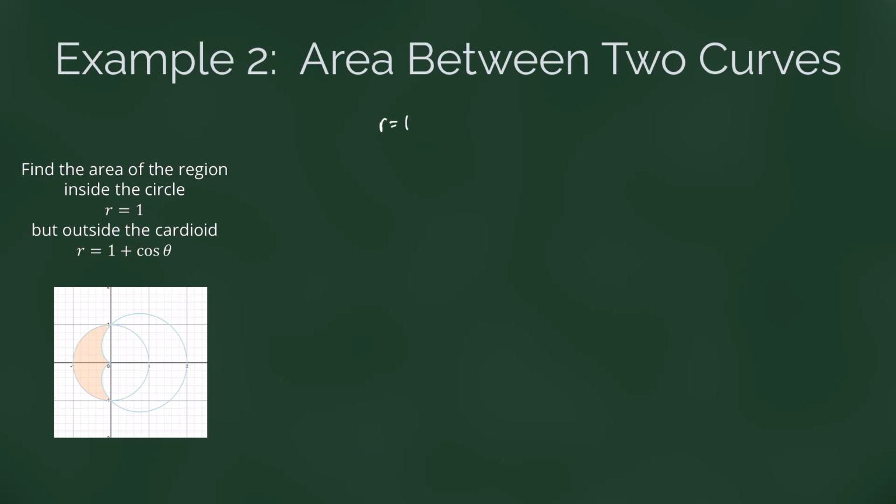So we have r equals 1 and r equals 1 plus the cosine of theta. Those are going to intersect where 1 is equal to 1 plus the cosine of theta, or where 0 is the cosine of theta. These curves are both carved out for 0 less than or equal to theta less than or equal to 2 pi. So cosine of theta is equal to 0 when theta is equal to pi over 2 or 3 pi over 2. So that gives us the limits of our integration. Those are our alpha and our beta.